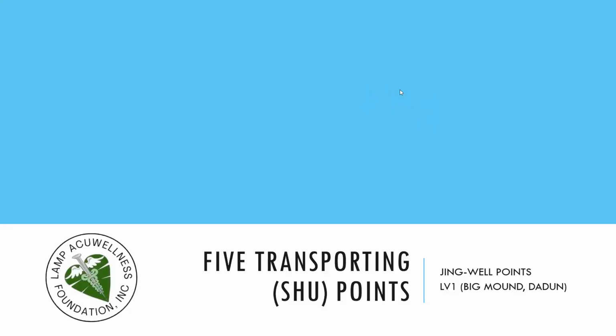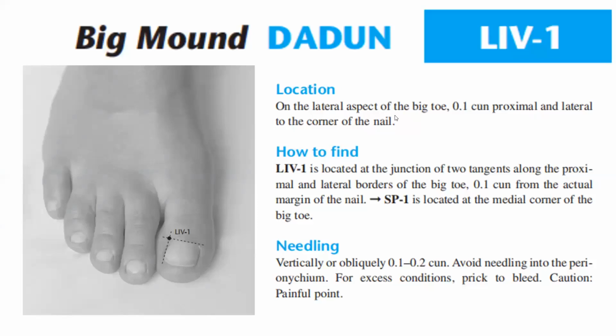Liver 1, Jing-Well point. Location: Liver 1 is on the lateral aspect of the big toe, 0.1 cun proximal and lateral to the corner of the nail. How to find it: Liver 1 is located at the junction of two tangents along the proximal and lateral borders of the big toe, 0.1 cun from the actual margin of the nail.